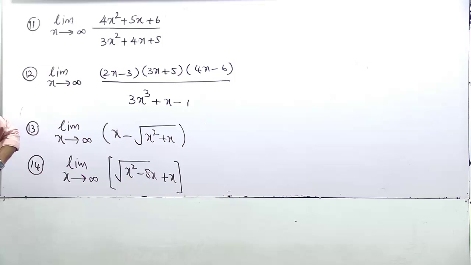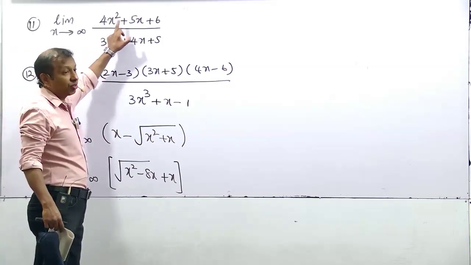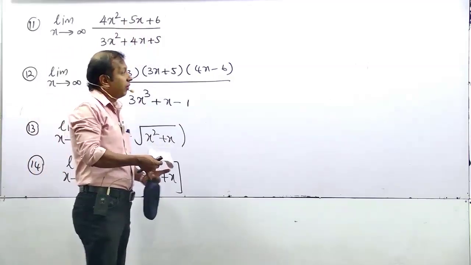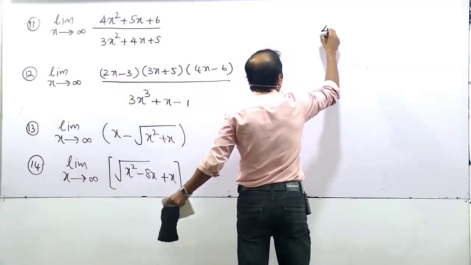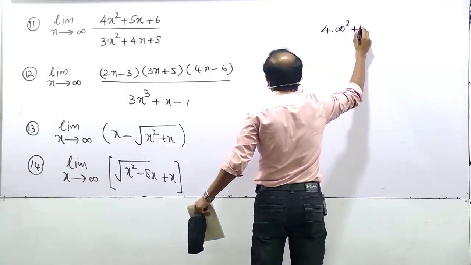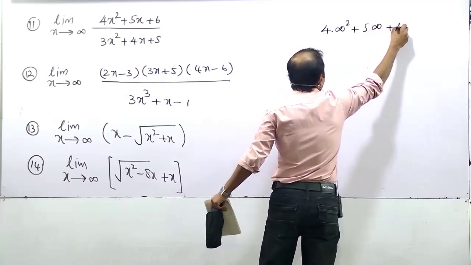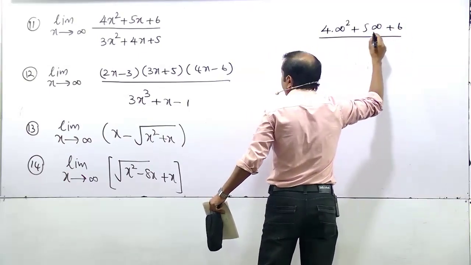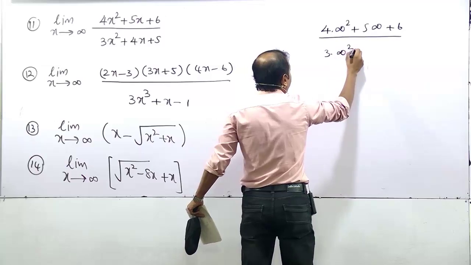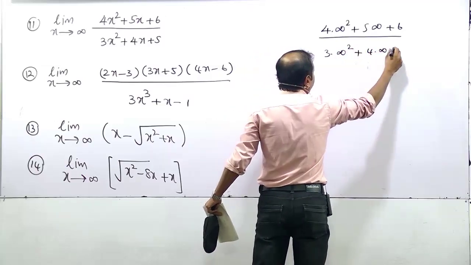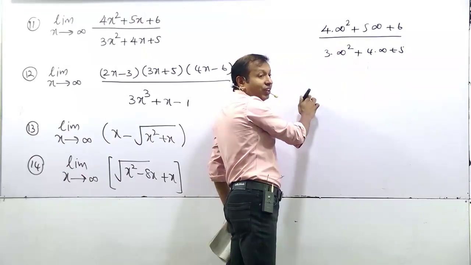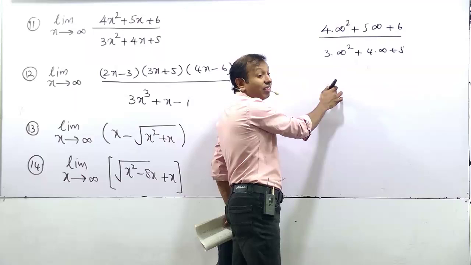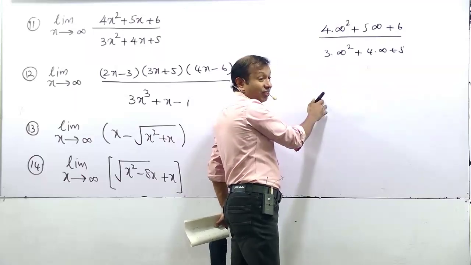Right. What if, people, I put infinity directly for the places of x in this expression? Let's see. I am going to put infinity for x. 4 into infinity squared, 5 into infinity plus 6, divided by 3 into infinity squared, 4 into infinity plus 5. Infinity squared means infinity into infinity. What is that? Again infinity.